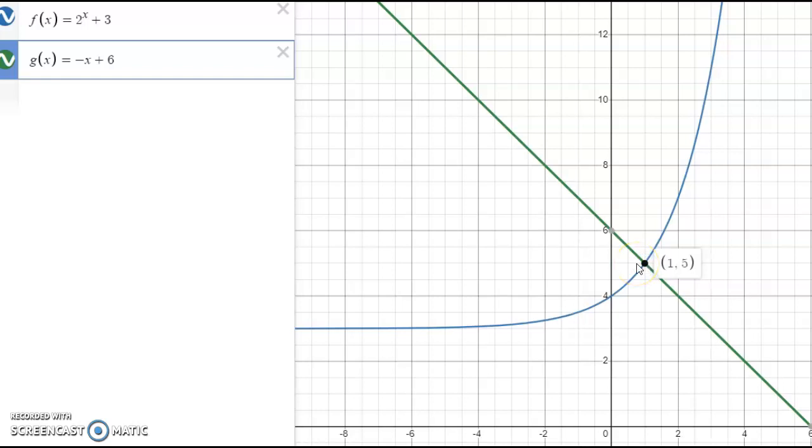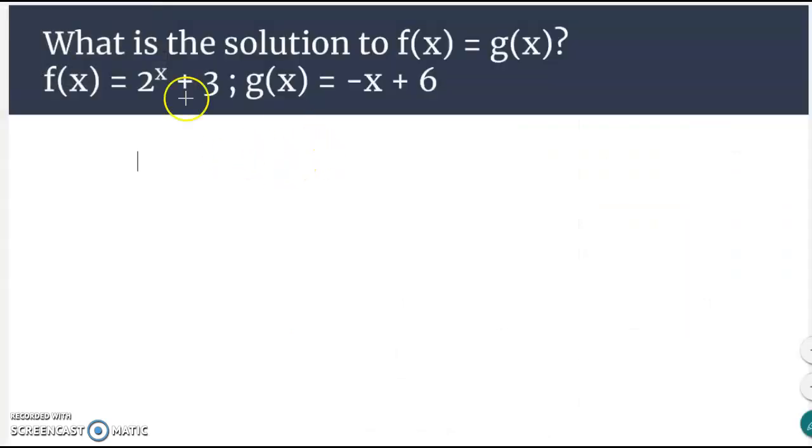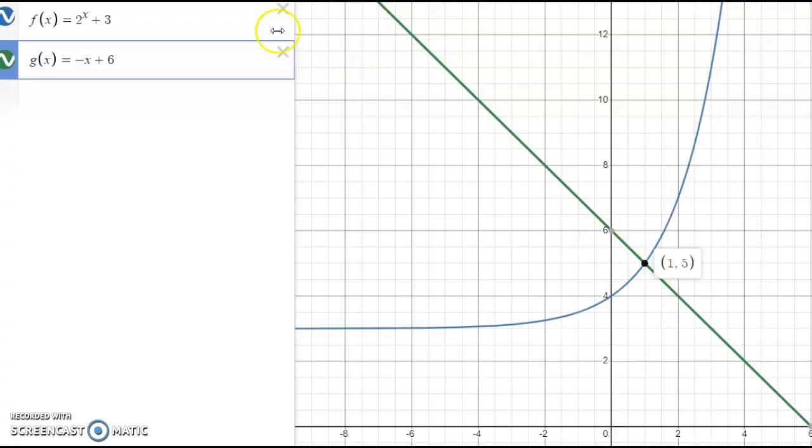Now, they intersect at 1, 5, but the question is asking what is the solution? What we say is 1 and 5. Let's double check that again. 1, 5. Yep.